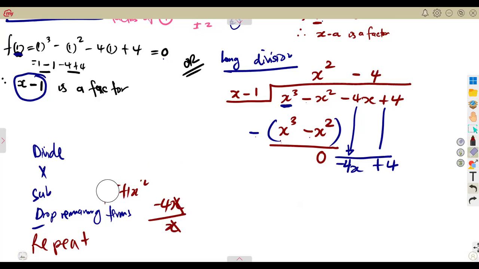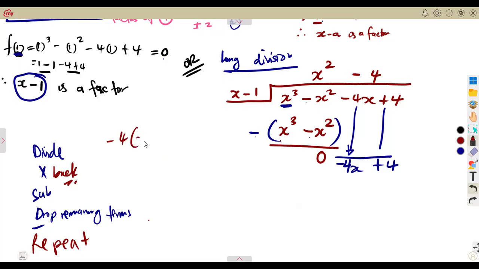And what is it that you do after dividing? You must multiply back whatever you're given to everything. So the minus 4 will multiply back everything that you're given, which is the minus 4 into x minus 1. Minus 4 and x, that is going to be minus 4x.